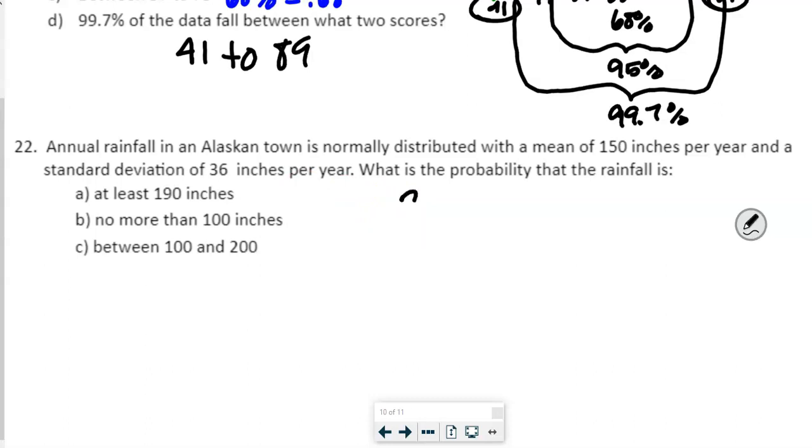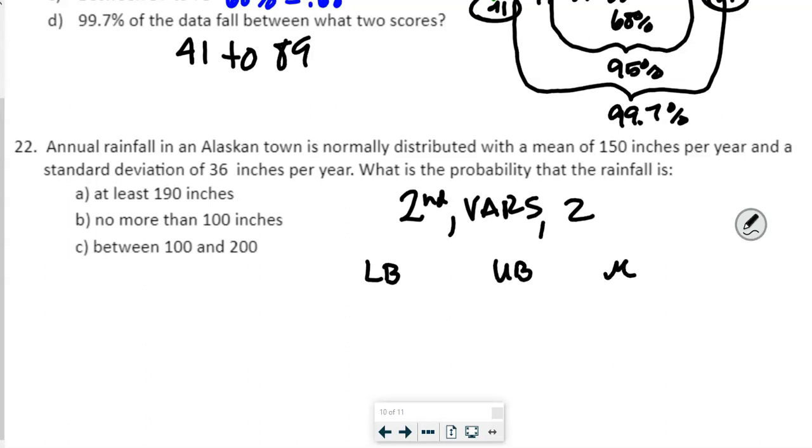So this is when we're going to do second VARS, and then we're going to choose number 2. Remember, we're going to do a lower bound, an upper bound, and then we're going to do our mean and our standard deviation, okay? So lower bound and upper bound are going to change for this problem based on A, B, and C, but mean and standard deviation are going to stay the same. So the annual rainfall is distributed with a normal mean of what? 150. So that's going to be right there. And then the standard deviation is going to be 36. Those measures are going to stay the same for all our problems.